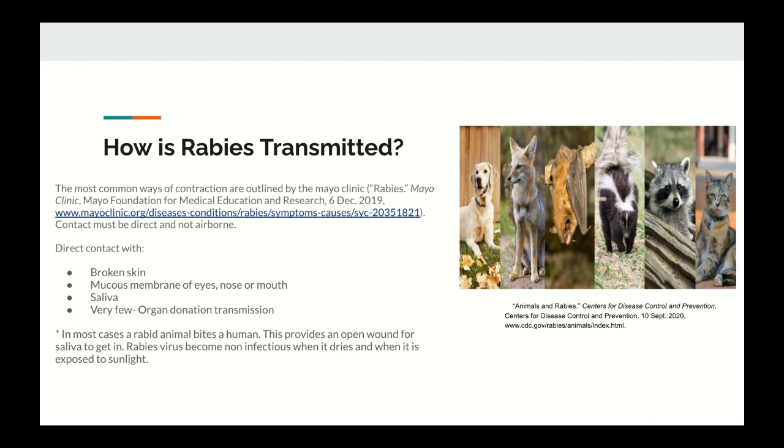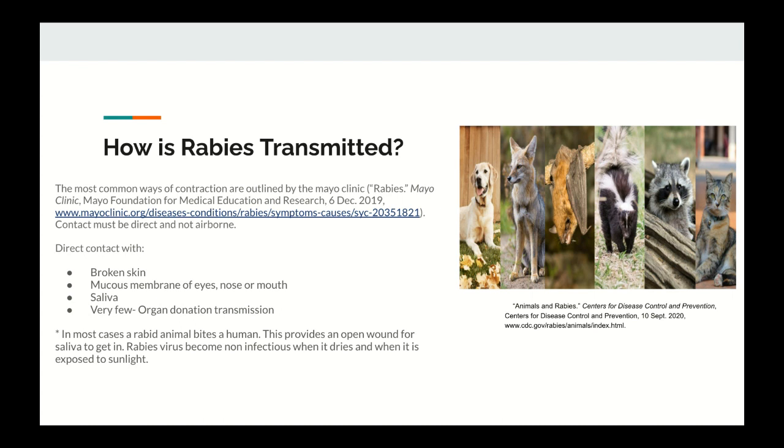So how is rabies transmitted? The most common ways of contraction are outlined by the Mayo Clinic. Contact must be direct and not airborne. Transmission can go through broken skin, mucous membranes of eyes, nose, or mouth, saliva, or in very few cases, organ donation transmission, where the organ donor had the rabies virus within them and it was transmitted to the person getting the organ.